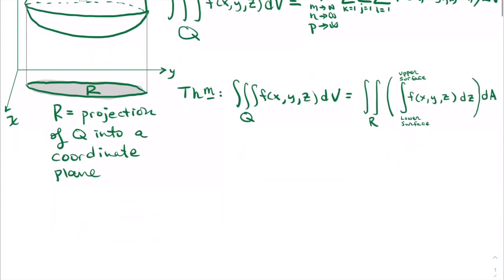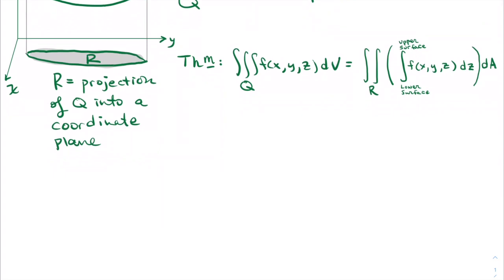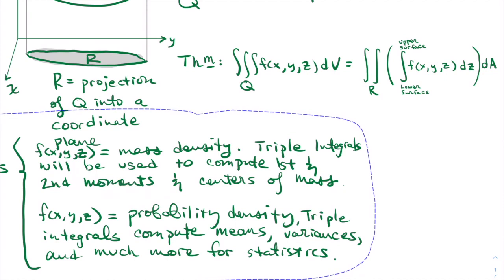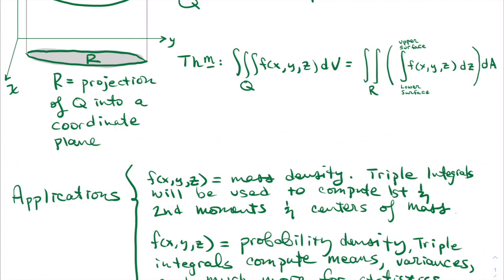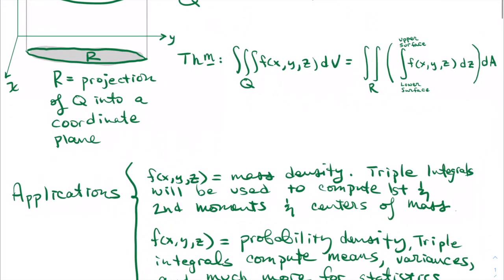I just wanted to take a real quick second to talk about the different applications that we'll discuss for triple integrals. It shouldn't be a big surprise that our primary applications will be related to mass, centers of mass, moments, and moments of inertia. And then there are analogies to all of those in probability and statistics, where in physics, the f of x, y, z can be a mass density function.